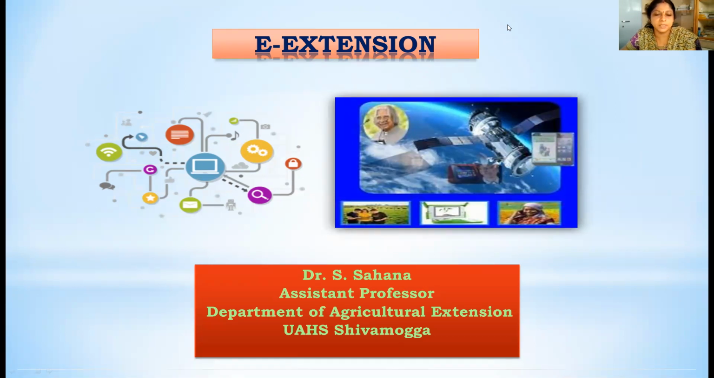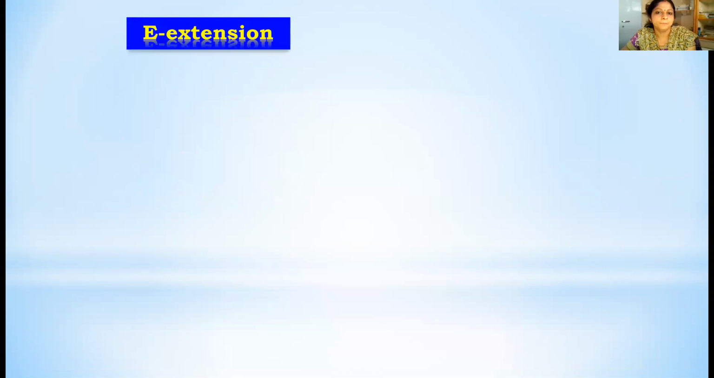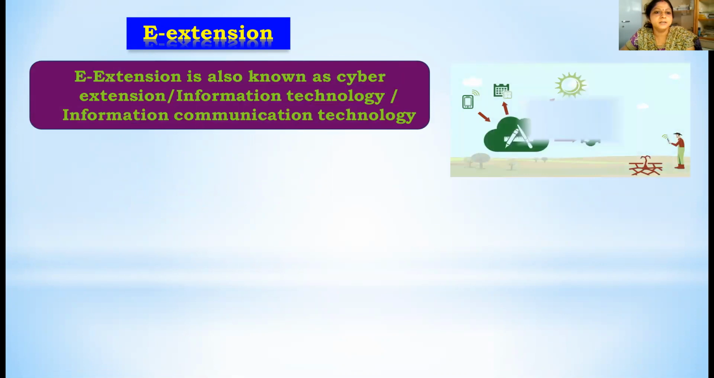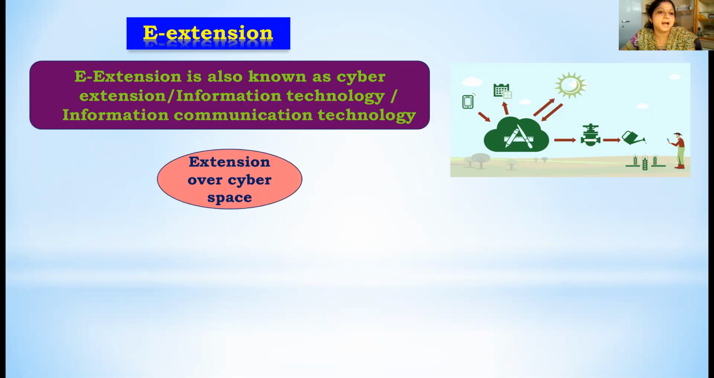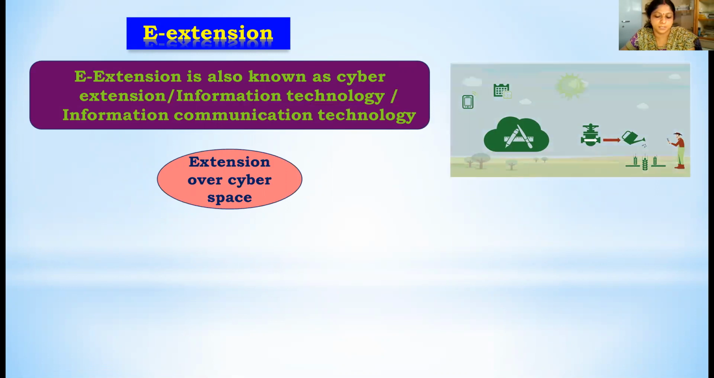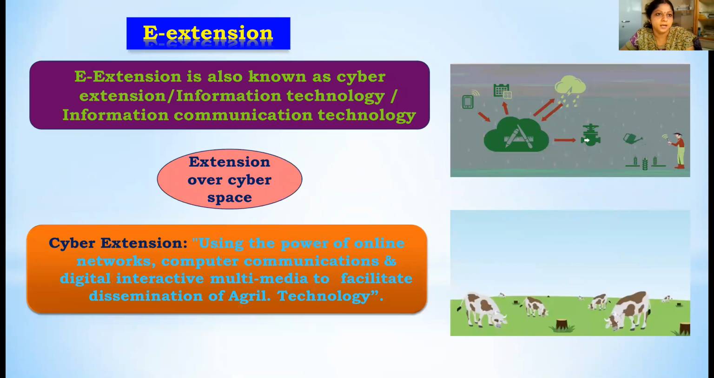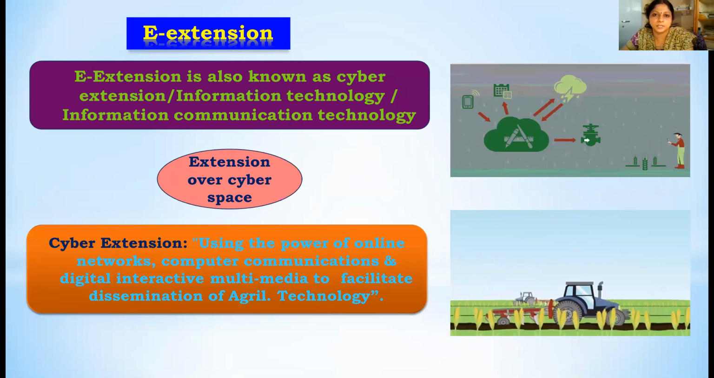Now we will see some basic information about e-extension. First, one must know what e-extension is. E-extension is also known as cyber extension, or information technology, or sometimes information communication technology. Cyber extension is nothing but extension over cyberspace. In turn, we can say it is using the power of online networks, computer communications, and digital interactive multimedia to facilitate dissemination of agriculture technologies.